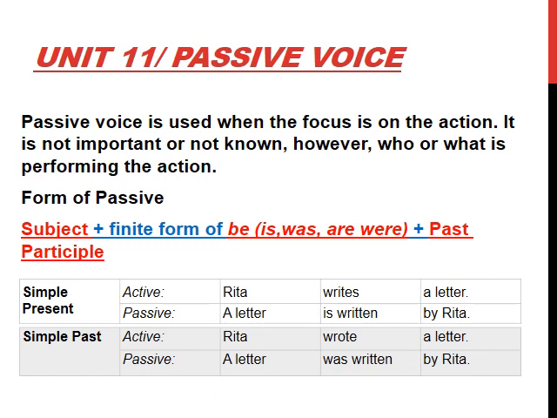Both are correct. So with the simple past, here we have Rita wrote a letter. So you notice here the verb changed into the past tense. With the passive, it would be a letter was written by Rita. So we only changed the finite form of be to be was instead of is, because here we have a past simple tense.